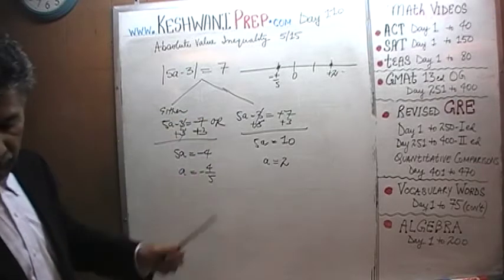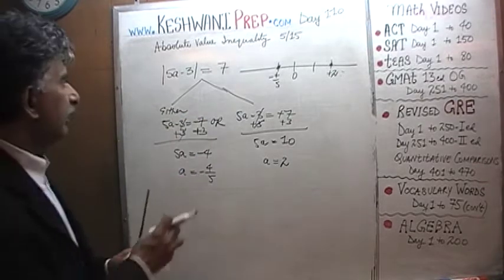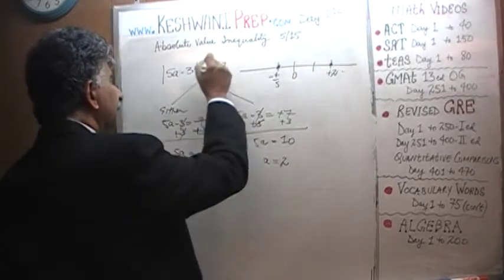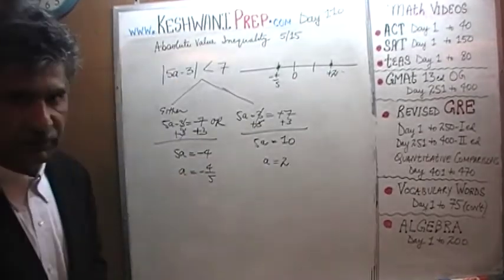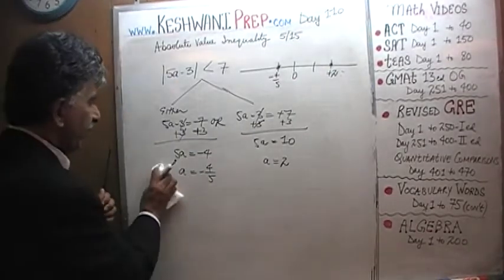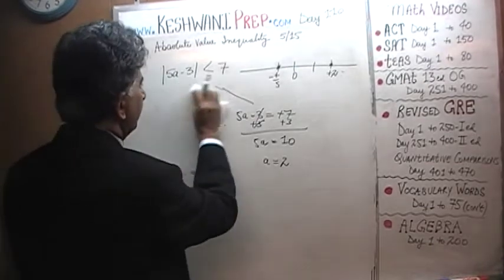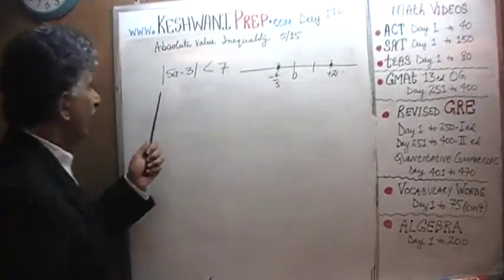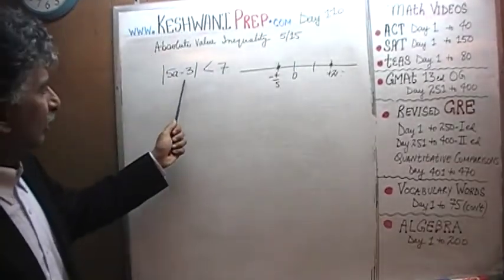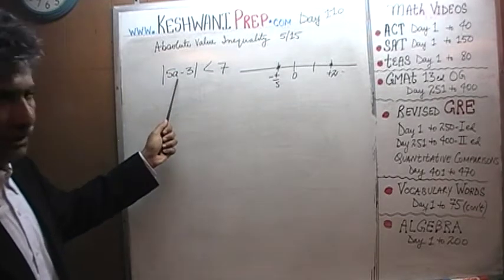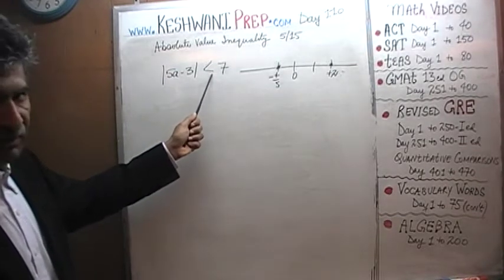We're not dealing with equality here, we're dealing with inequality. We are told that it has to be less than 7. This is where things are going to get tricky. Pay very close attention, see what happens. What we have to understand now is when would the absolute value of this quantity be less than 7?